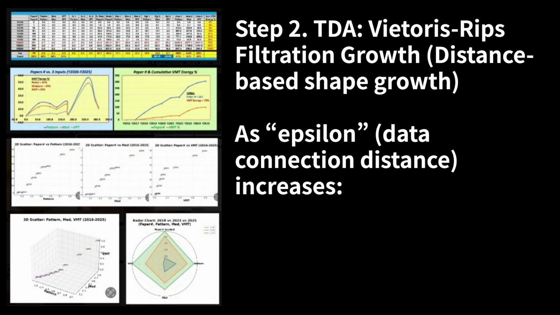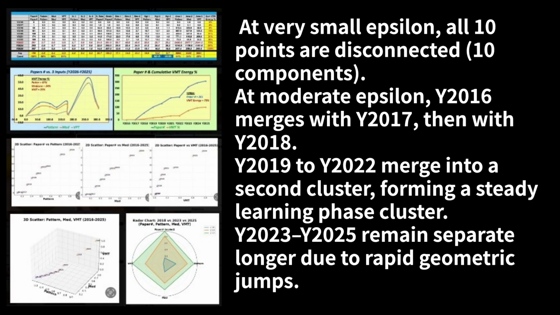Step 2. TDA, via Vietoris-Rips filtration growth, distance-based shape growth. As epsilon, the data connection distance, increases, at very small epsilon, all 10 points are disconnected, 10 components. At moderate epsilon, Y2016 merges with Y2017, then with Y2018. Y2019 to Y2022 merge into a second cluster, forming a steady learning phase cluster.